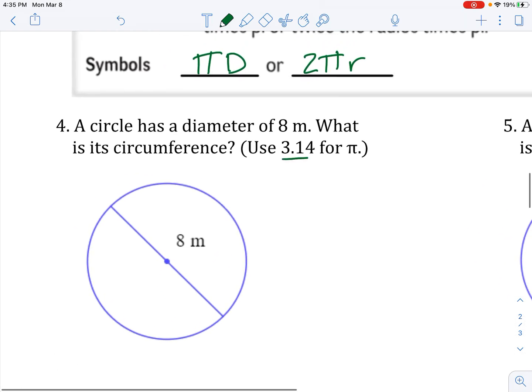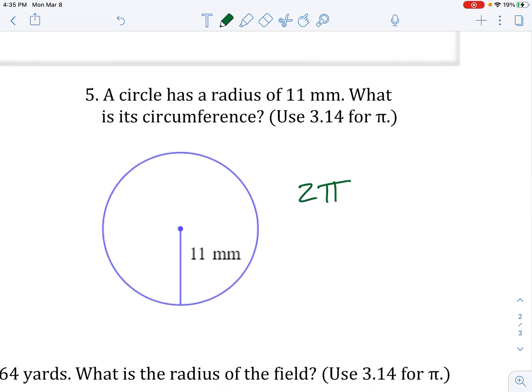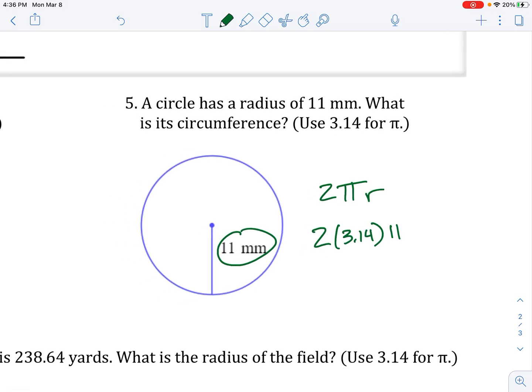So for the first one, it says use 3.14 for pi. So if I'm looking at this, I see that we have a diameter of 8. So all I have to do is pi times diameter, which would be 3.14 times 8. And I don't have a calculator right now, so you guys can try that one on your own. And for this one, it's 2 pi r. And since my radius is 11, that's why I chose 2 pi r. I would do 2 times pi, which was 3.14, so I'll change that. 2 times 3.14 times my radius, which is 11. So 2 times 3.14 times 11 should give you your circumference.